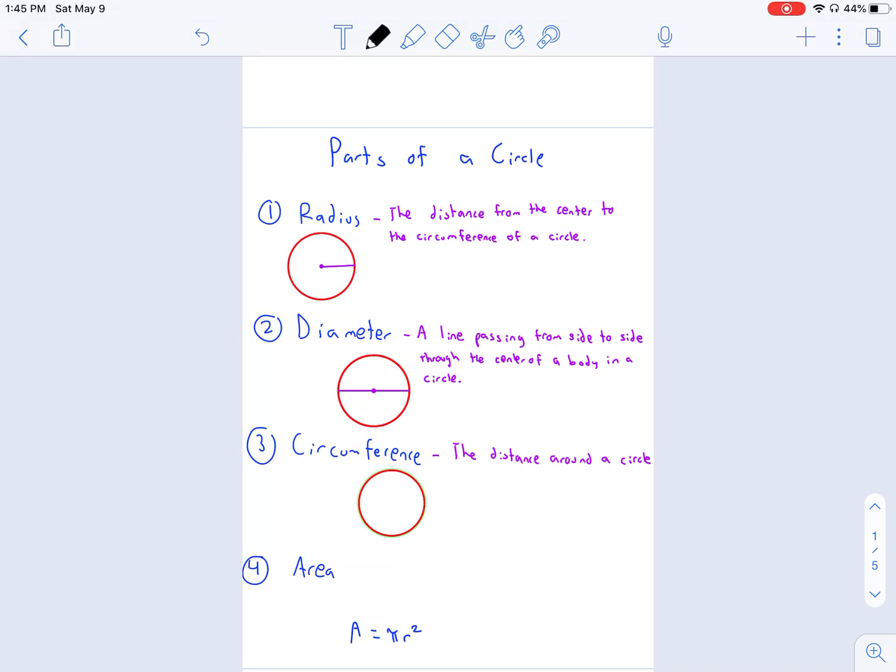Hello, my name is Lucas Lee, and today we will be going over the parts of a circle. The four things we will be going over today are the radius, the diameter, the circumference, and the area.